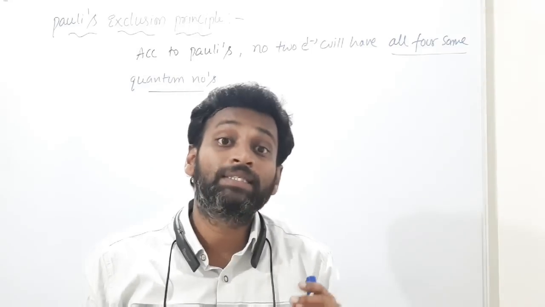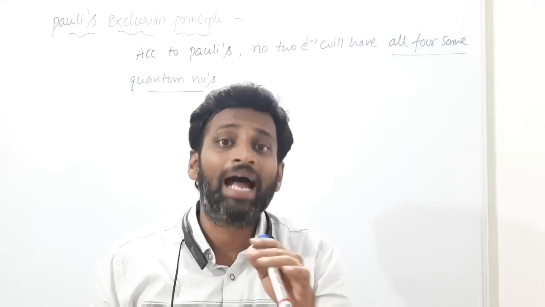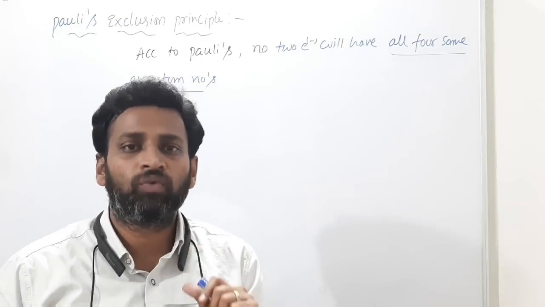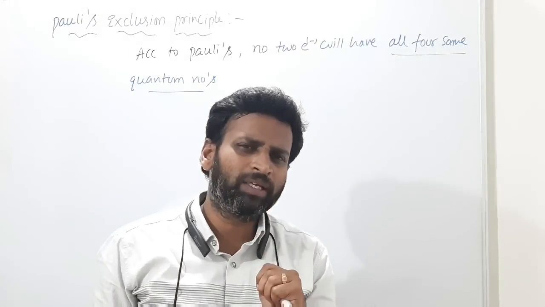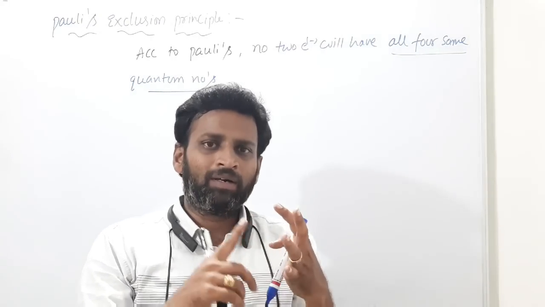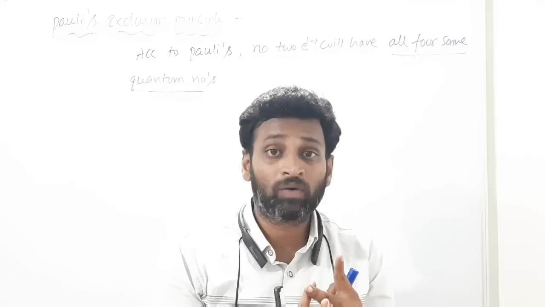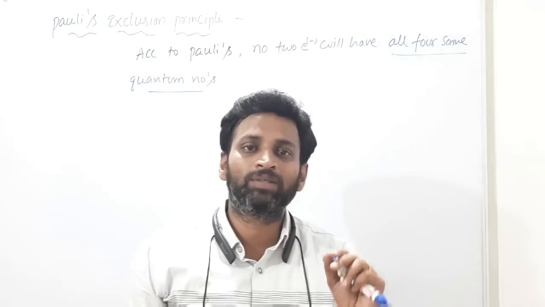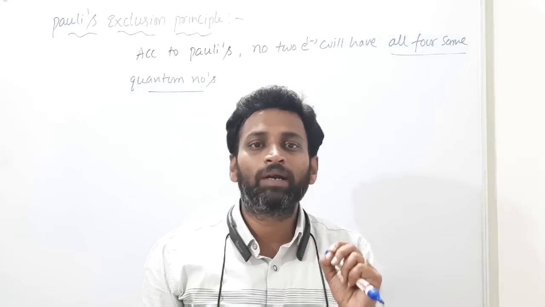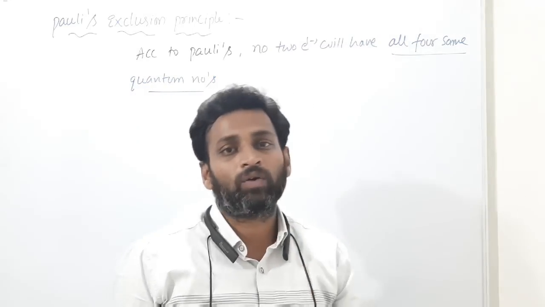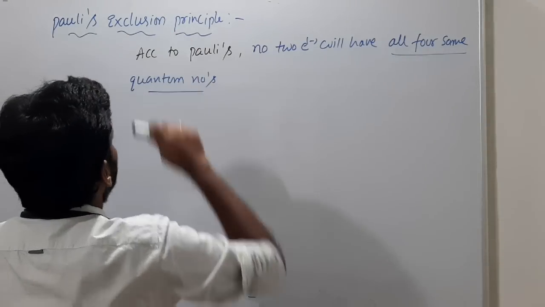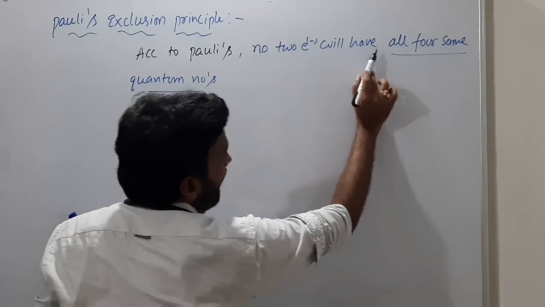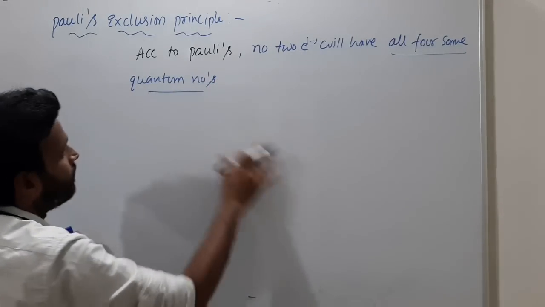in a particular atom. This is very important. So no 2 electrons will have all 4 same quantum numbers. All 4 means what, sir? Principal quantum number, azimuthal quantum number, magnetic quantum number and spin quantum number. Those 4 quantum numbers can never be same for any particular 2 electrons, he said. Who said? Mr. Pauli. So what he said? According to Pauli, no 2 electrons will have all 4 same quantum numbers.